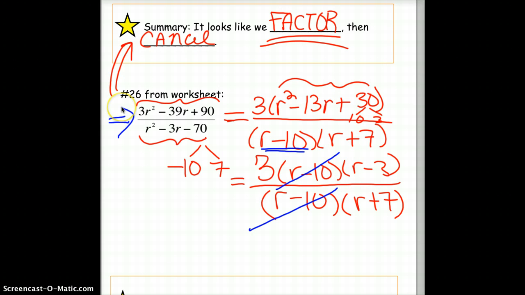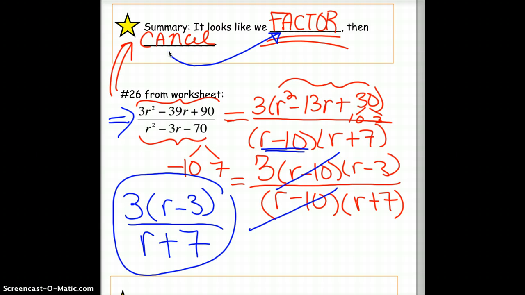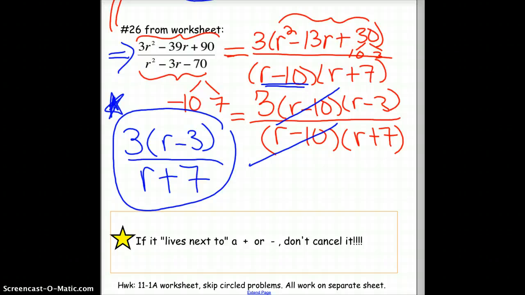Notice nothing cancels at the beginning because I factor first. And I swear, when I get about 5 of you taking your pencil or your marker or your pen and just start canceling right away, I'm going to probably get sent right back to the hospital, because you have to factor first, and I will have a case of extreme math rage. So, let's repeat. Factor first, then cancel. And if it lives next to a plus or minus, don't touch it until after you factor.